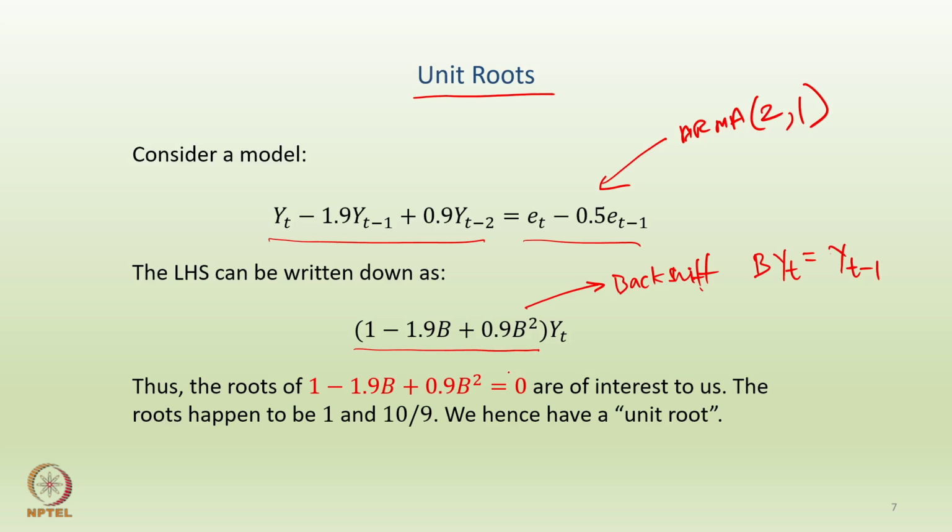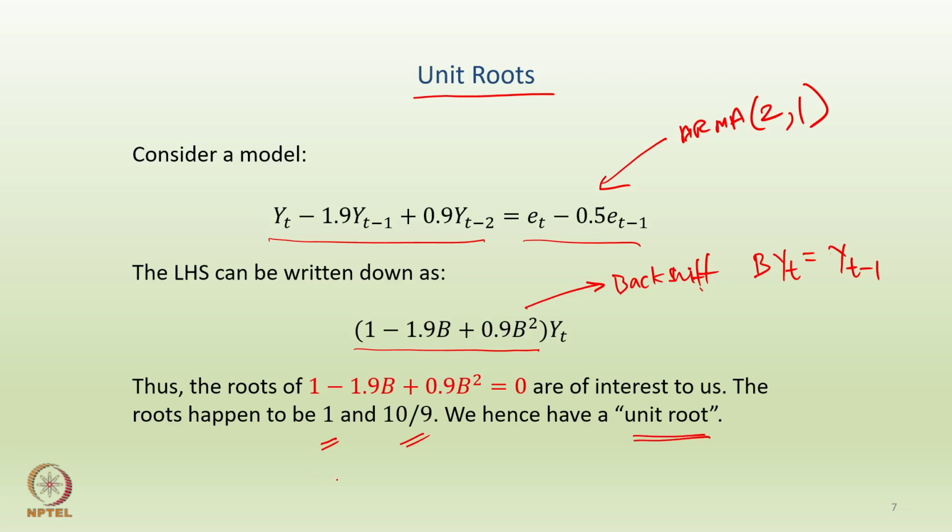It turns out that the roots of this equation are of interest to us. So, what exactly are the roots of this equation? One can use any calculator or solve this using pen and paper and find the answer. Since you have a quadratic equation, there should be 2 roots. The roots are 1 and 10 by 9, and here if you notice, one of the roots is exactly equal to 1. Whenever such a thing happens, we call that root a unit root. So, we hence have a unit root.